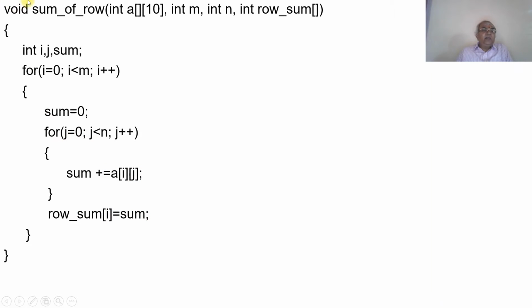So how will it work? Since we are talking about the row sum, here it will take a00 plus a01 plus a02, because there are two rows and 3 columns. So it will take the elements row-wise. So i is equal to 0, is 0 less than 2? Yes. Sum is equal to 0, j is equal to 0, is 0 less than 3? Yes. The initial value of sum is 0, sum plus a00.